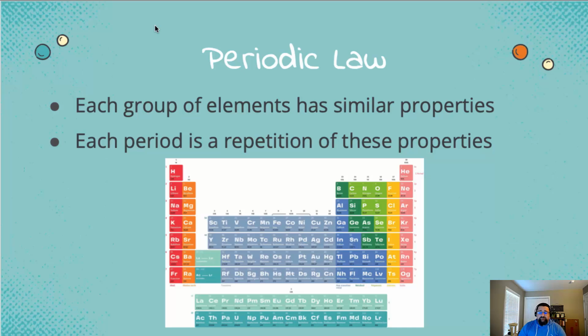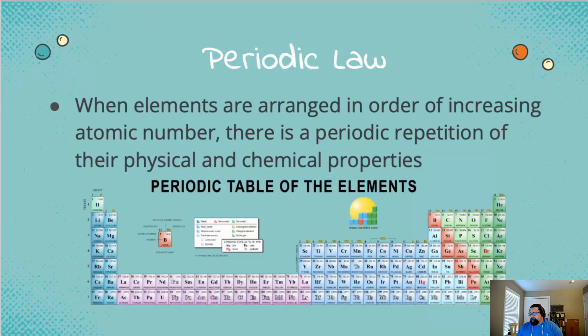We've definitely seen it when we talked about electron configuration, that we have the repetition, right? And then the periods are left to right, okay? They're those rows, and essentially they're a repetition of the properties that we see in each group. All right, so we come up with this periodic law, which states when elements are arranged in order of increasing atomic number, there's a periodic repetition of their physical and chemical properties.